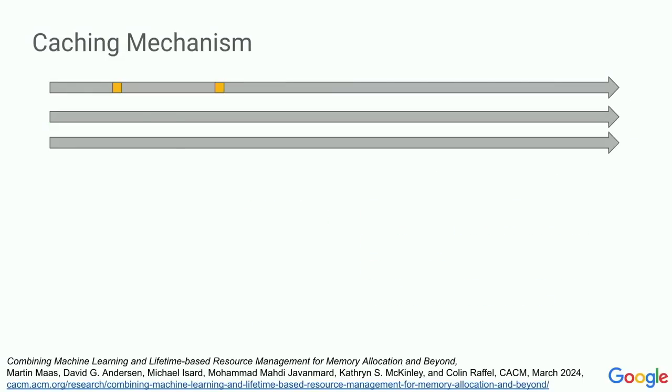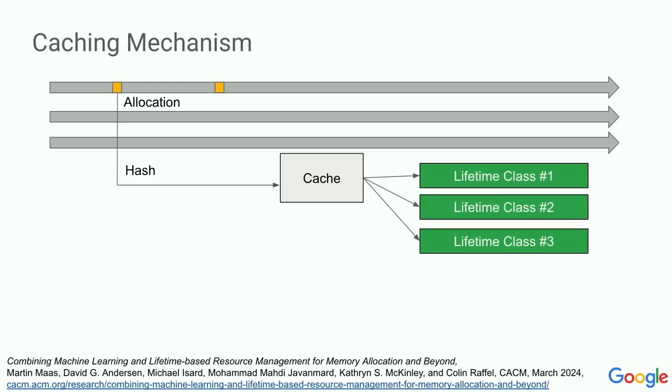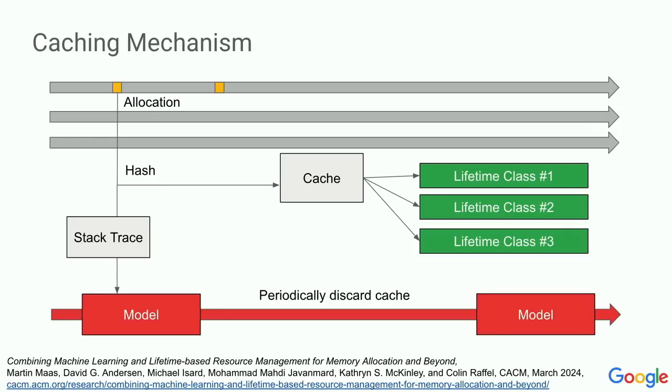The caching mechanism, basically you're going to try to predict short, medium, or long for your lifetimes. And you have an allocation, you hash the stack, that gives you a cache of the learned decisions. If you miss in the cache, then you do a more complex LSTM evaluation of the stack to give you a prediction. And this is work by Martin Maas and others on how do you combine ML and lifetime predictions. And then you periodically discard the cache, because sometimes programs go through phases, to make sure that you're adapting to the current behavior of the program. And that gives you a prediction.